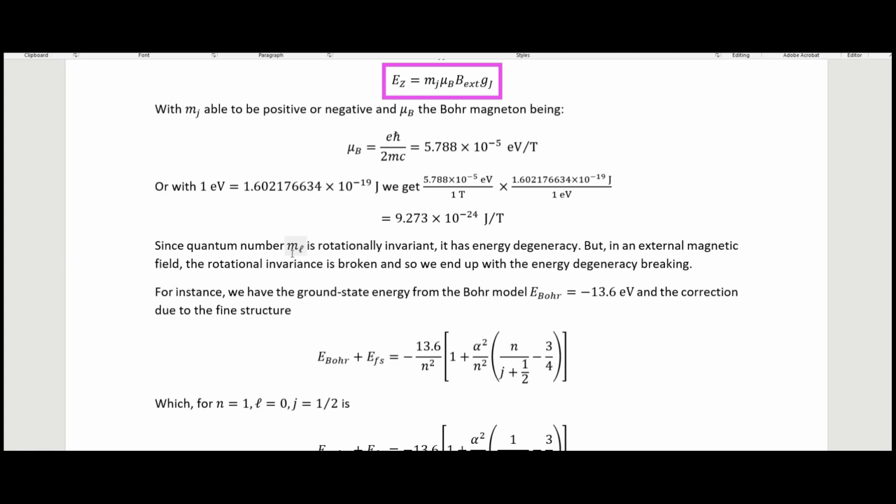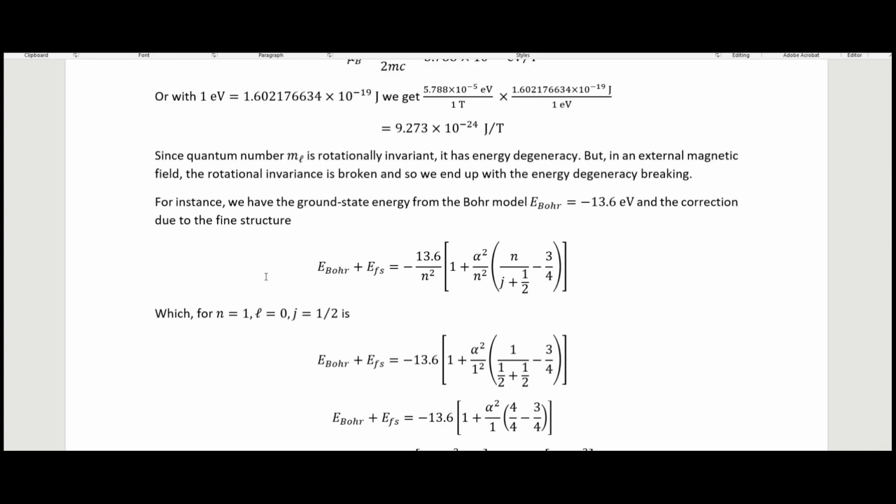All right, since the quantum number m sub L is rotationally invariant, it has an energy degeneracy. But when we add this external magnetic field, that degeneracy is actually broken. So that's why you end up seeing this split in the lines, which we'll look at in a little bit. And so, for instance, we have the ground state energy of the Bohr model, which is minus 13.6 electron volts, which we've seen from previous videos.